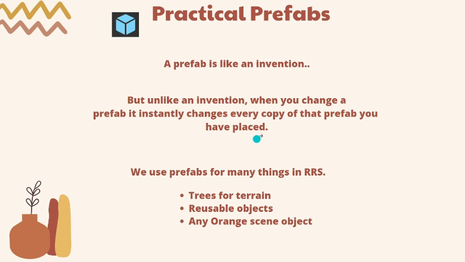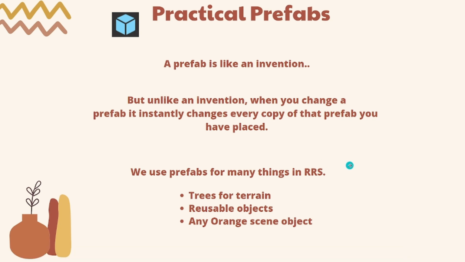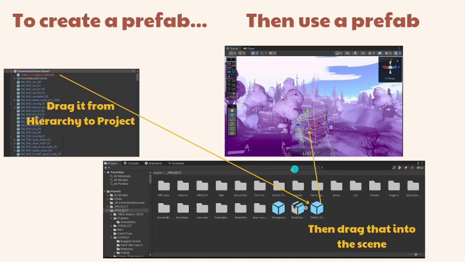It's useful for all sorts of things, because once we have something in a prefab, we can mass place them on a terrain, or we can place many of them throughout our scene, change one, and it will update all of them. There's a lot of useful things that we can use prefabs for, but the most important thing is the only way you can bring something into the orange scene is if you put it in a prefab. So that's what we're going to go over right now.